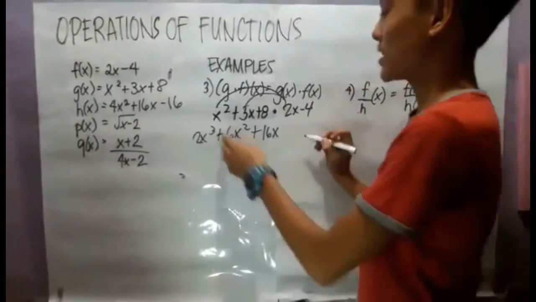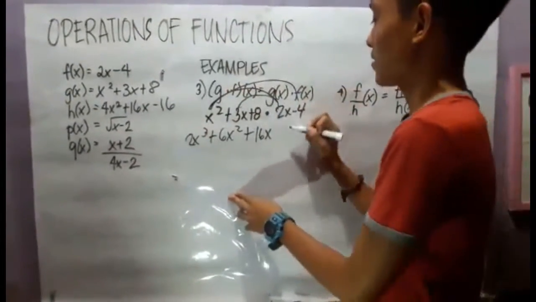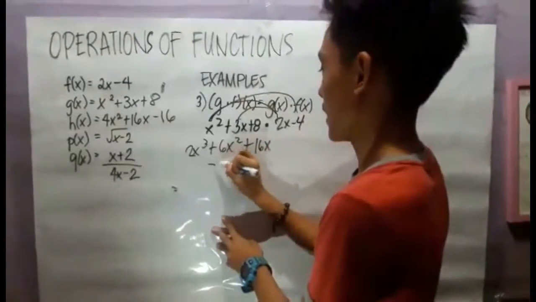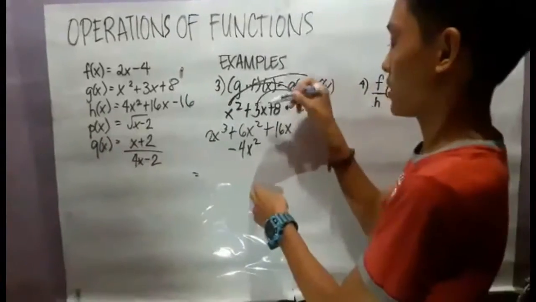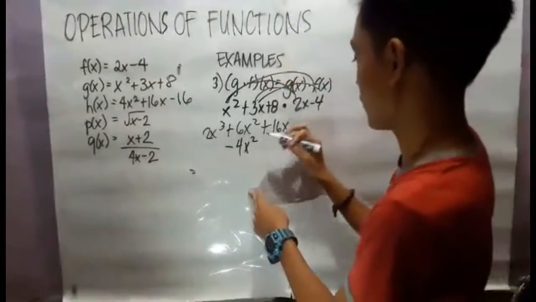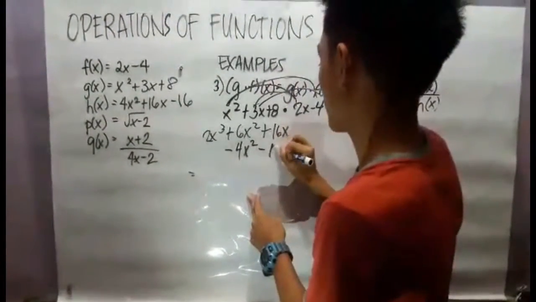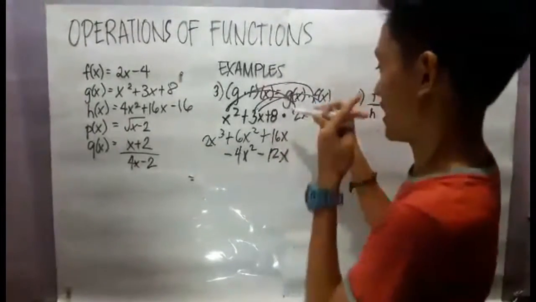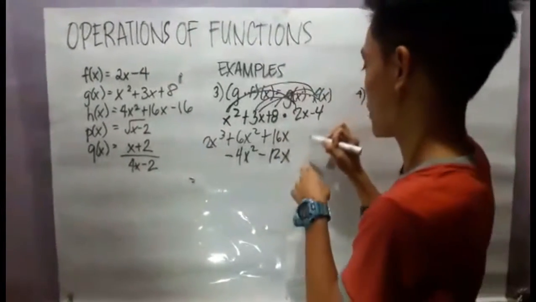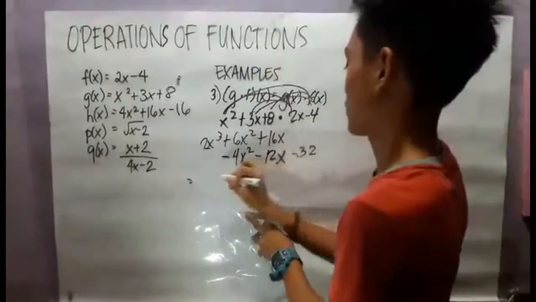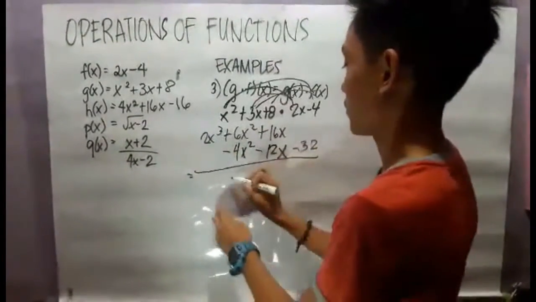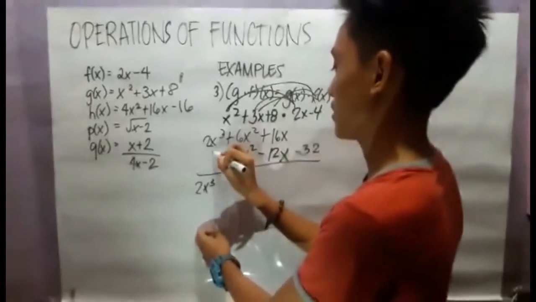Next x squared times negative 4 is negative 4x squared. And 3x times negative 4 is negative 12x. And 8 times negative 4 is negative 32. Now, we're gonna combine like terms. So, we just simply bring it down.